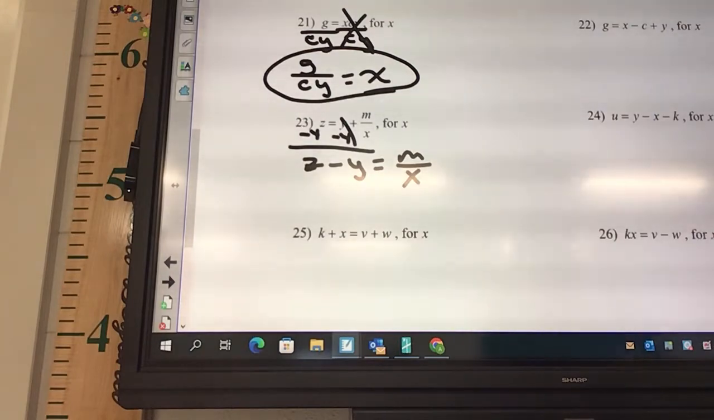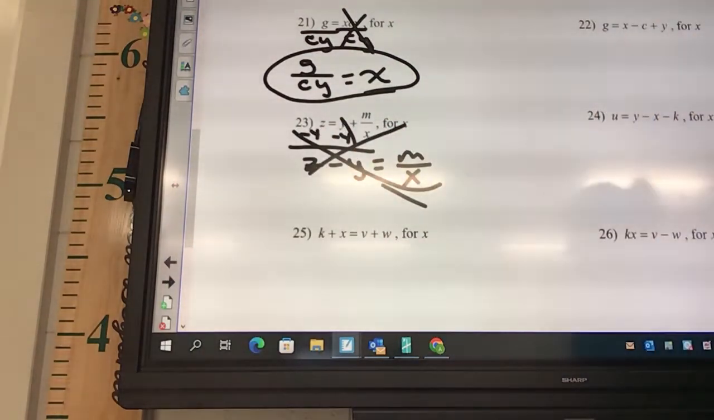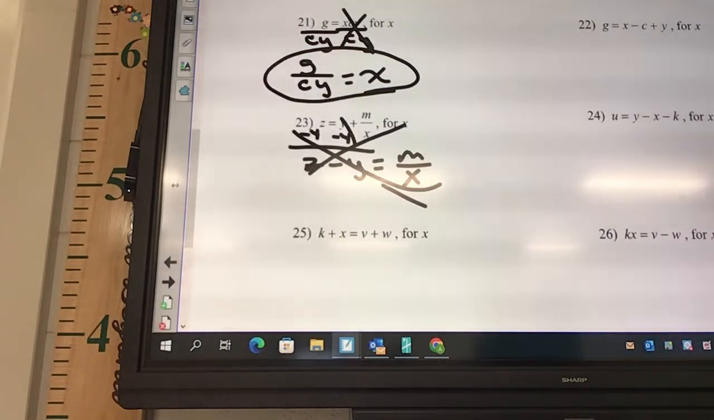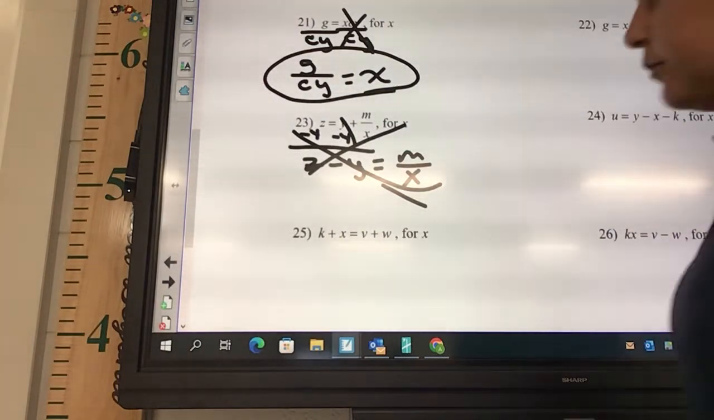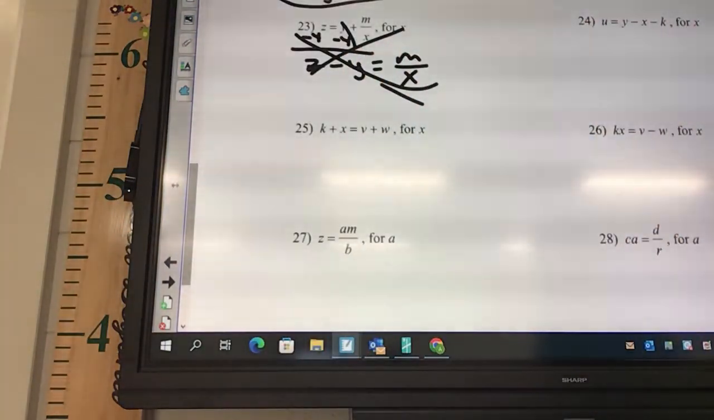And this one kind of sucks. I don't want to confuse you guys. Cross off 23. Sorry, but it's pretty complex, so the steps, and I don't want to.